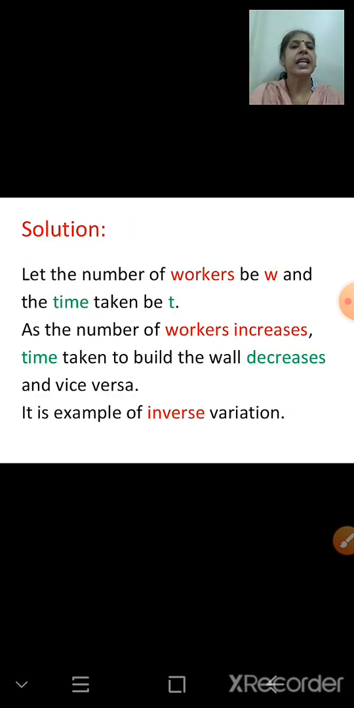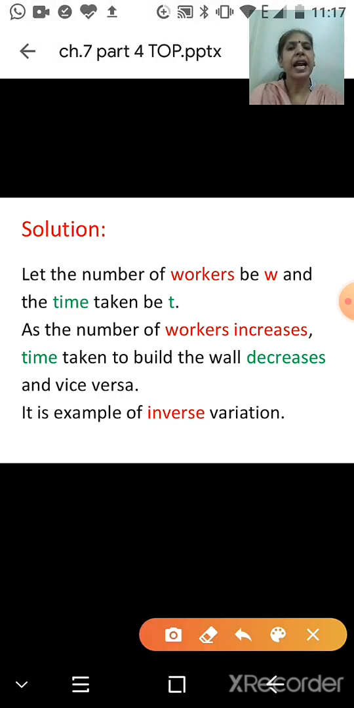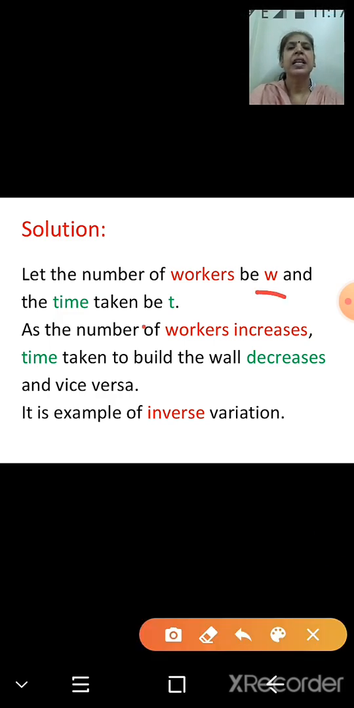So solution. Here we have to assign the variables. So here let the number of workers be W. I have taken W. You can take any alphabet from A to Z. So number of workers be W, and the time taken is t.